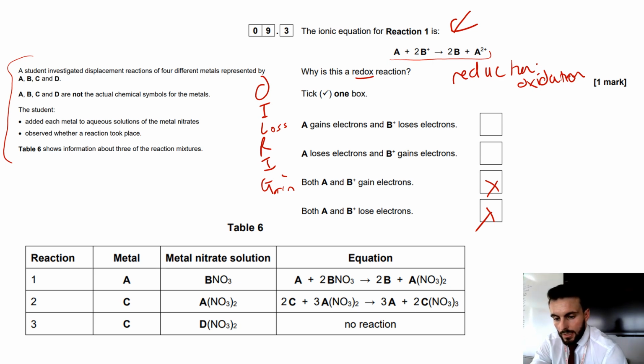So then we need to figure out which one is gaining the electrons and which one is losing the electrons. How does A go from A with no charge to A with 2+ charge? It has to lose electrons. And then how does B go from a plus charge to no charge? B is gaining electrons. So A loses electrons, B+ gains electrons.